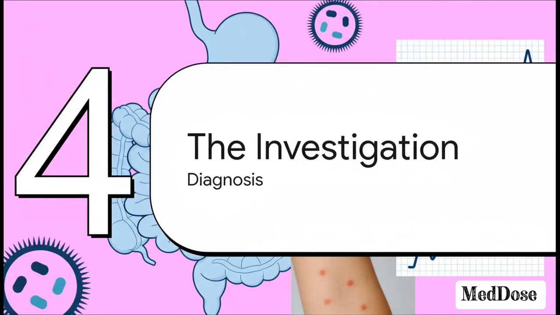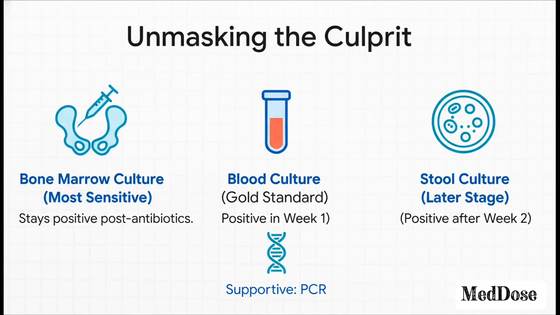So we see the clinical signs. We suspect typhoid, but how do we prove it? This brings us to Section 4, the investigation. For diagnosis, timing is absolutely key. In that first week of symptoms, the gold standard is a blood culture. That's your best bet. Later on, as the bacteria colonize the gut, a stool culture might turn positive.